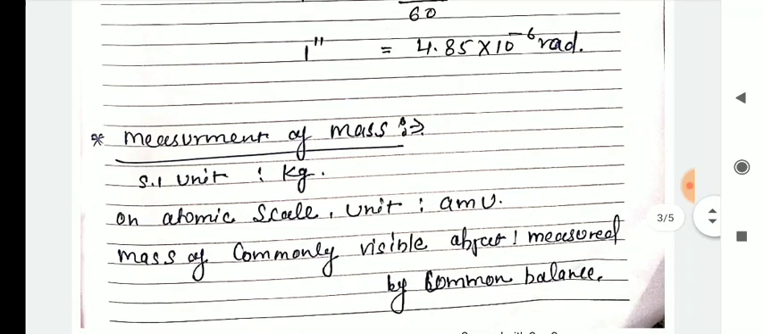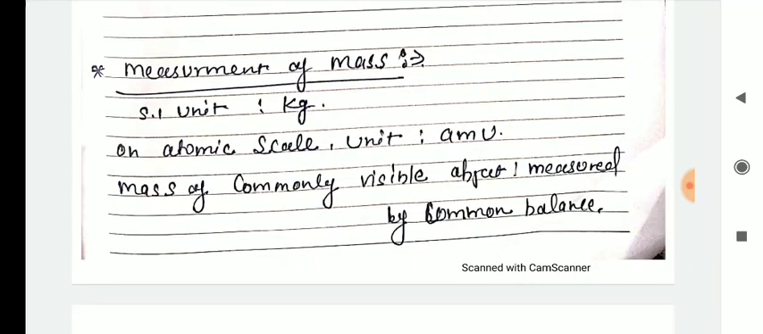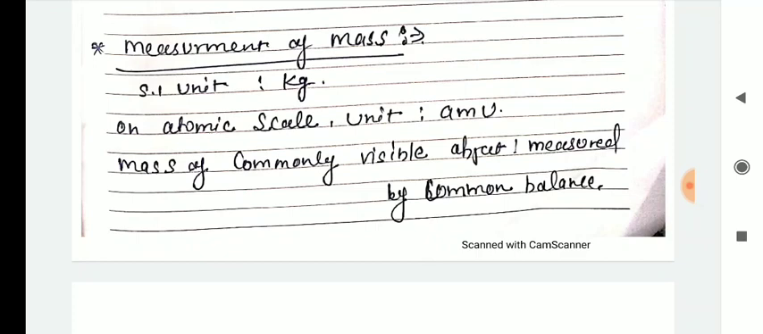Now we'll move to the next topic. We have already learned about the measurement of length. Now our next topic is the measurement of mass. In class 11 we do not have a very detailed study of this, so simply we will define that the SI unit of mass is the kg. On the atomic scale, for very small values, the unit is the AMU. You already know that from your chemistry classes also.